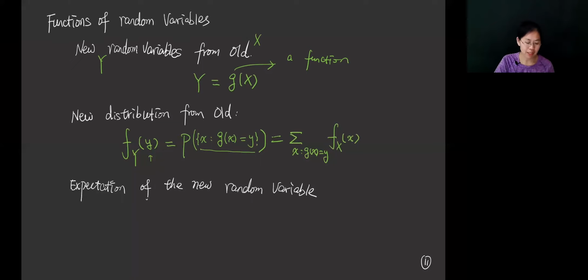Sometimes we don't need to figure out the whole distribution of the new random variable. Sometimes we just need to calculate the traits of the new random variable, for example, the expectation. In that case, we don't need to first get the new distribution. Instead, we only need to use the old distribution. So E of y written in terms of the old distribution is this: the weighted average of g of little x, where the weights are the PMF of the old random variable x.